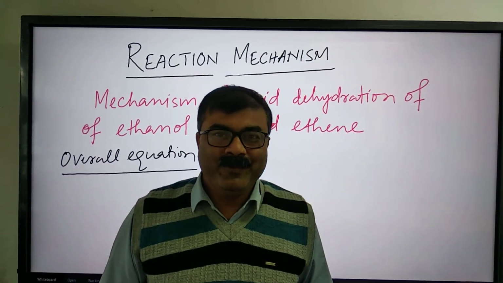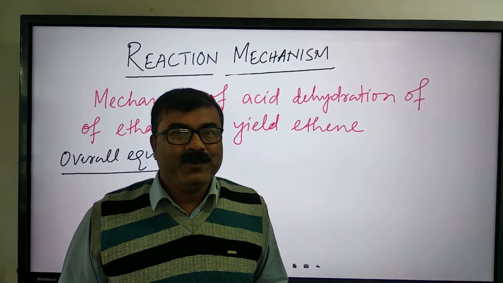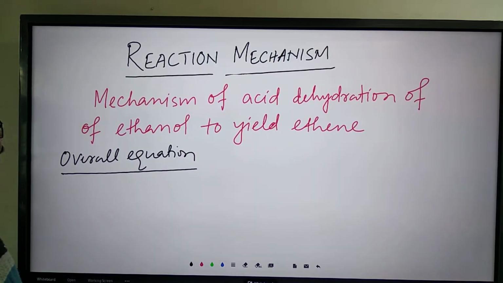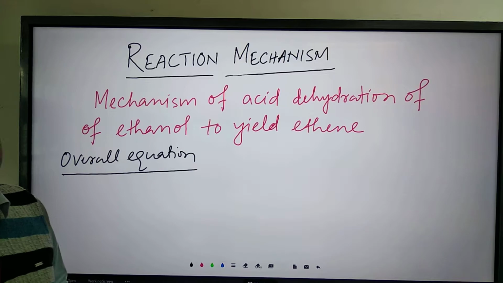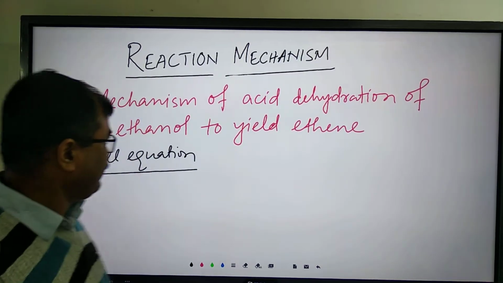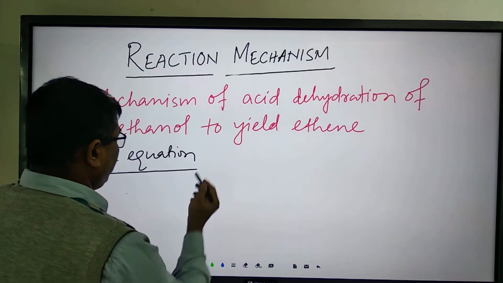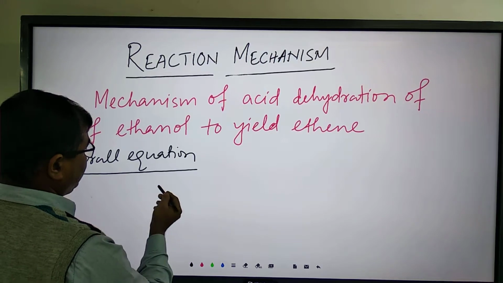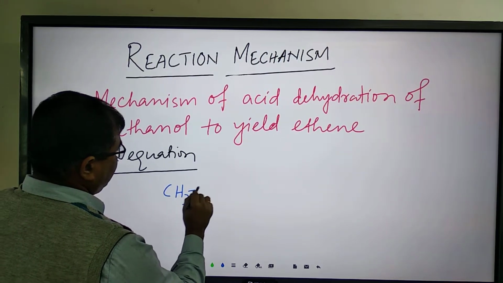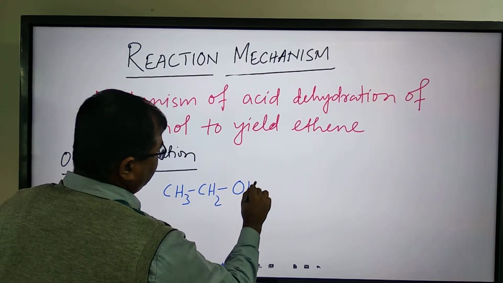We have been continuing with reaction mechanism, and in today's video we will discuss another mechanism, that is the mechanism of acid dehydration of ethanol to yield ethene. So what is the overall equation for that? Let us see the overall equation. The formula of ethanol is CH3CH2OH.